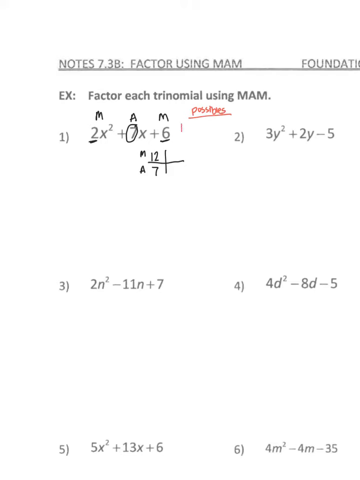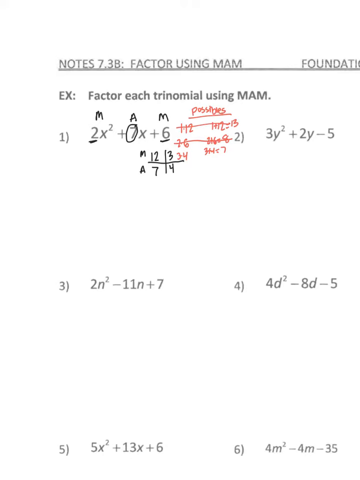I want to multiply to give me 12, so that'd be 1 times 12. And I want them to add to give me 7. Well, 1 plus 12 is 13, so we know that's not going to be it. Let's try 2 times 6. 2 plus 6 gives me 8, so that's not it. 3 times 4. 3 plus 4 gives me 7, and that's what I wanted. So that means that my other boxes here are going to be 3 and 4.